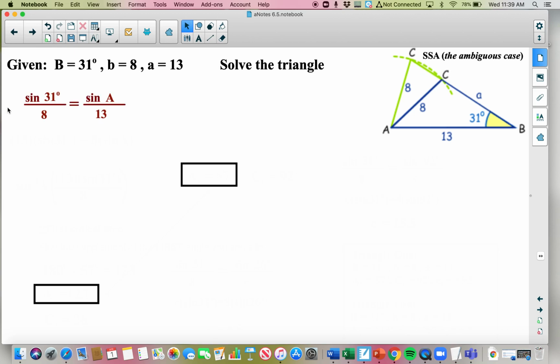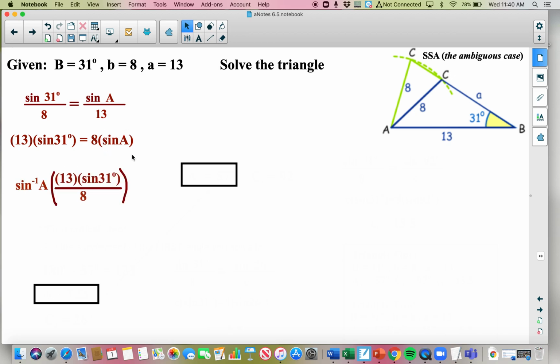And so when you're making that decision, you can't rule out the possibility of a second triangle. You need to make sure that you check for it. So the first step is just like the last example I did. I know angle B and side B, so I can set up a ratio. Sine of 31 over 8, like B and B go together. Sine of angle A over side A, I have no other option. I have to incorporate the 13, right? So when you cross multiply, and this one's going to be a little bit different, 13 times sine of 31 equals 8 times sine of A. And then I'm going to divide by 8.